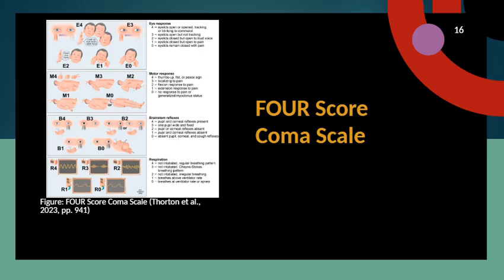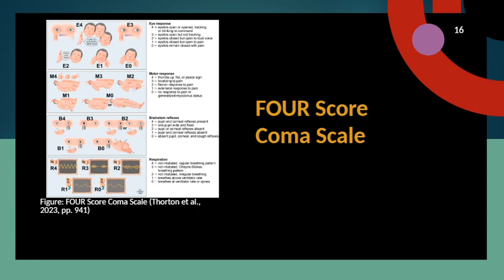The scale includes 4 categories: eye response, motor response, brainstem reflexes, and respiration. Each category is scored from 0 to 4 for a maximum total score of 16. A higher score indicates better neurologic function. First is the eye response. A score of 4 means the patient's eyes are open, or they track, look toward you, or blink to command. These behaviors show strong brainstem and cortical activity.